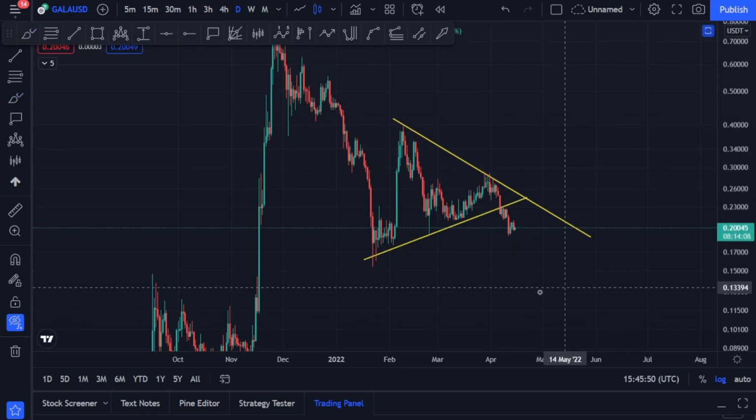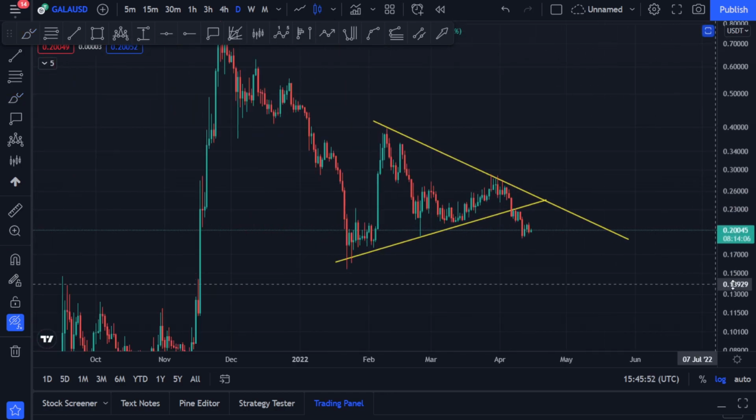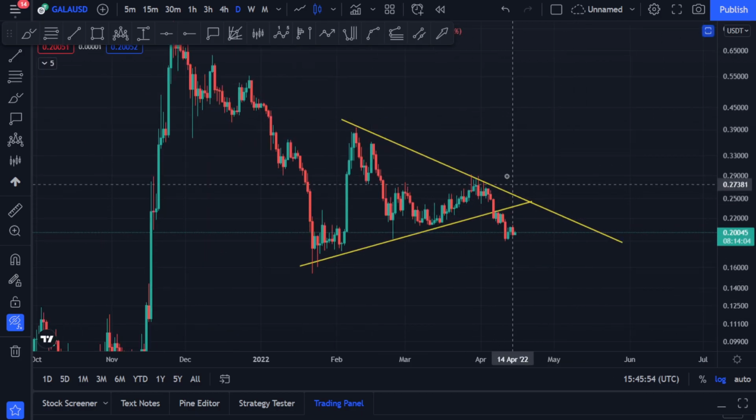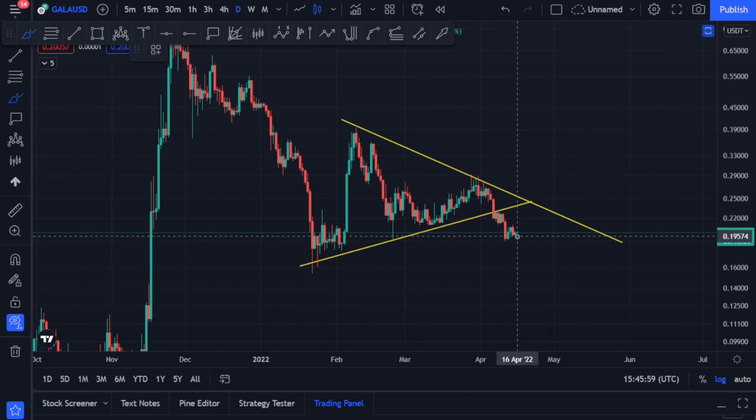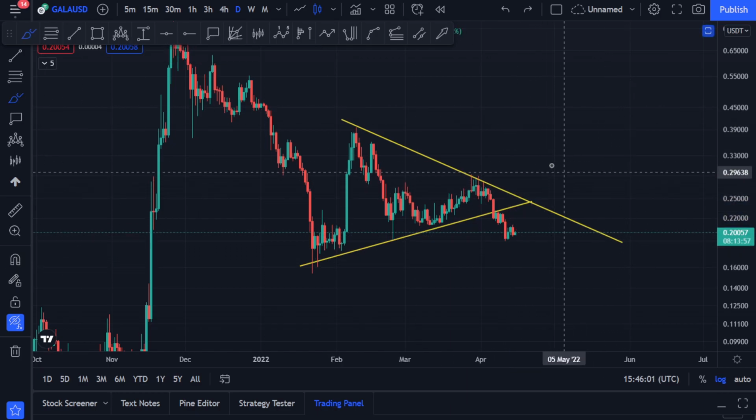Now let's see what it's doing. If the market can have a little bit of a shift towards the upside, obviously it wouldn't take any time for Gala to break towards the upside and change all these pattern formations in a way.